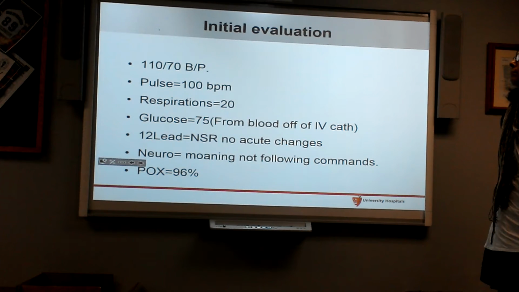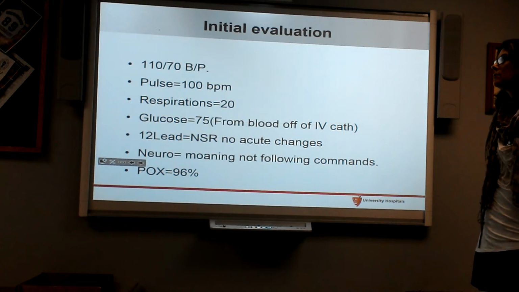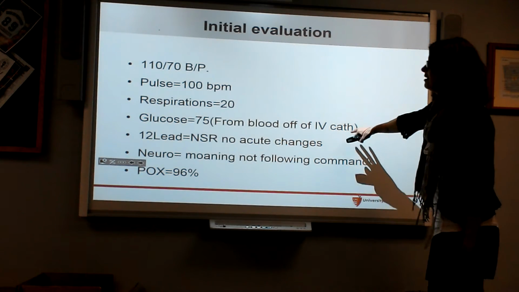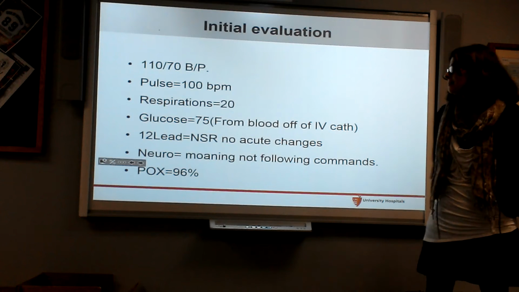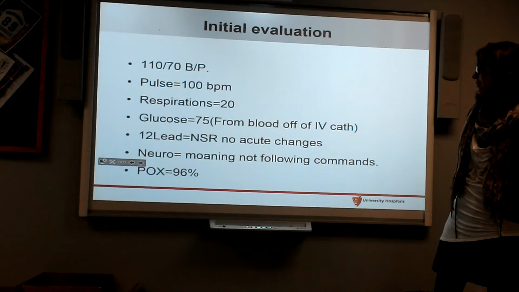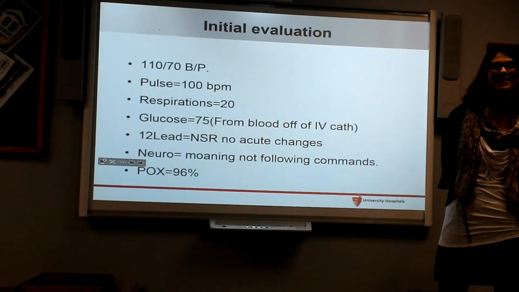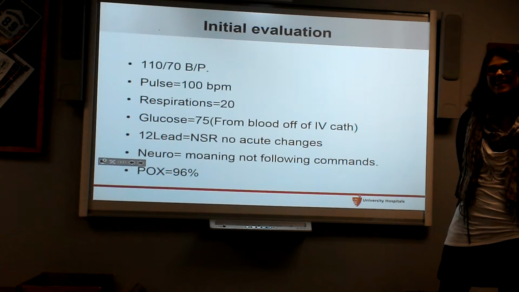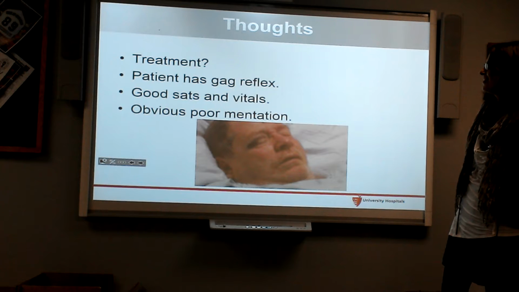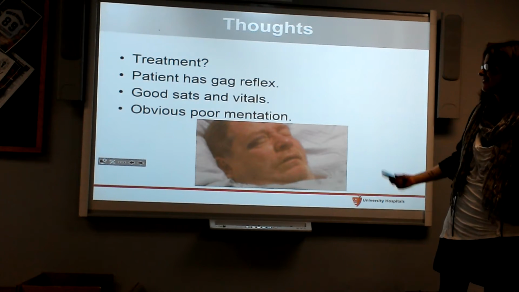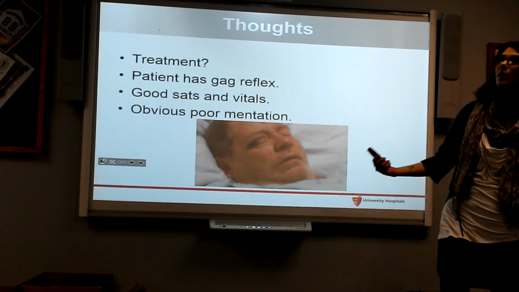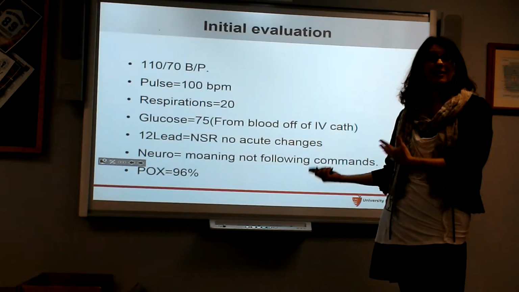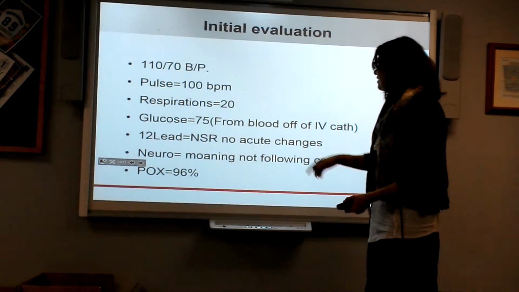So he's got a blood pressure of 110/70, pulse is 100, respiration is 20, glucose is 75 off the IV cap. Uh-oh. Heart is normal sinus, neuro, he's moaning, not following commands, checking pulse ox, sugar is 96. It's like, okay, we checked the sugar, I'm checking it again, and it was good. And you're like, okay, the patient's got a gag, he's got good vitals, poor mentation, what is going on? Is this a stroke? Because you've done everything, the problem is this.